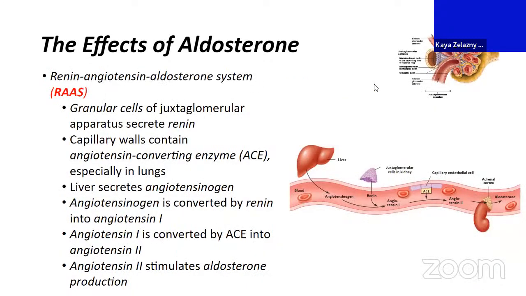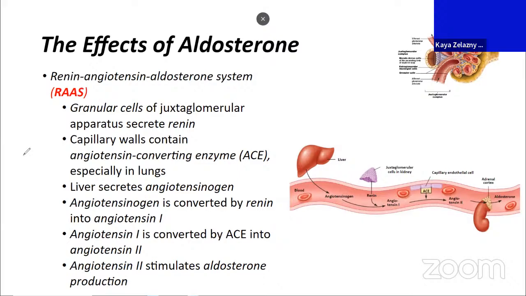Now, when we're thinking about aldosterone, we have a more complicated pathway, I think, for its release. So our ultimate goal in this renin-angiotensin-aldosterone system, or RAS, is to release aldosterone from the adrenal cortex. But in order to get there, we've got a number of different steps.